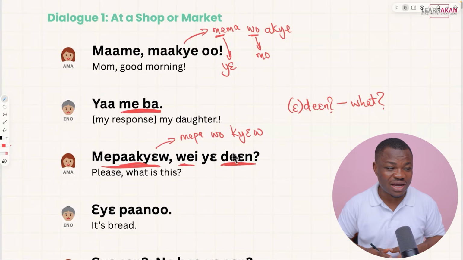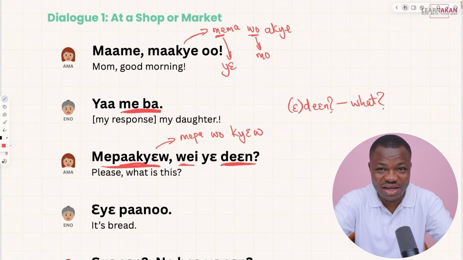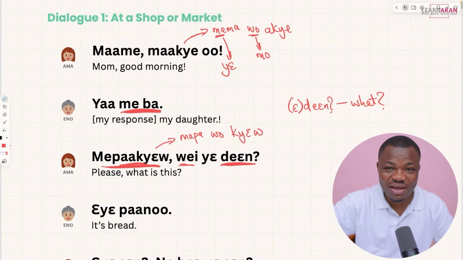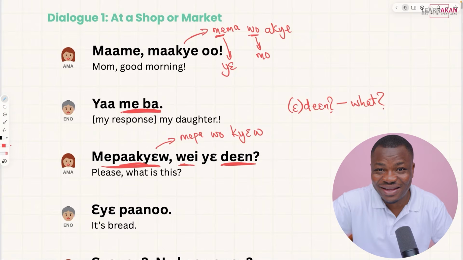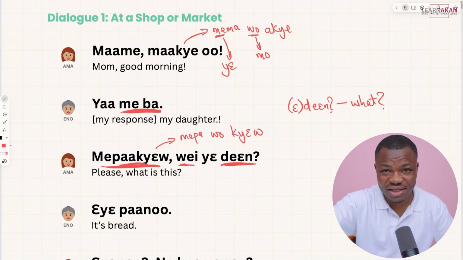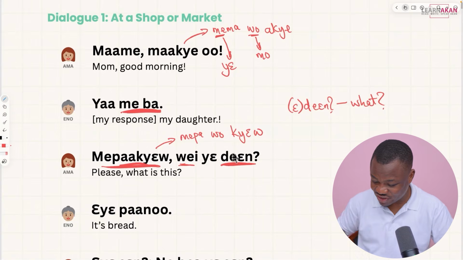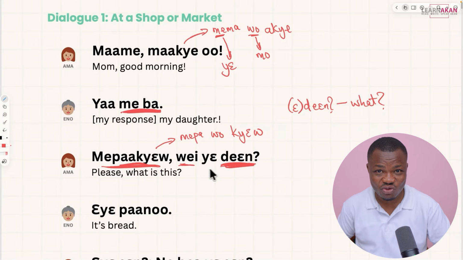So this is how you ask what is this? All right. So when you point at something and you want to ask what that thing is, you say, we ye dien? What is this? All right. Using the question word dien, what?